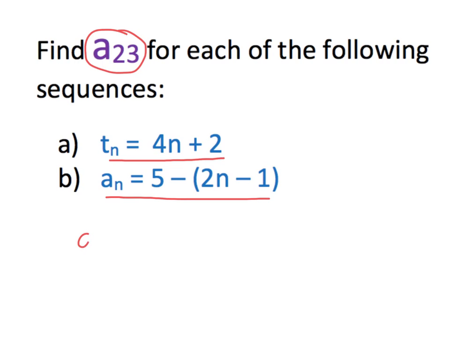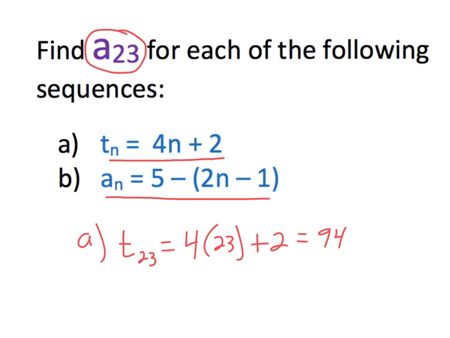So for A, our answer would be, sub in 23 wherever I see n, so it would be 4 times 23 plus 2. You can use your calculator on this, but 4 times 23 is 92, plus 2 gives me a total of 94. So that would be the 23rd term of this sequence.